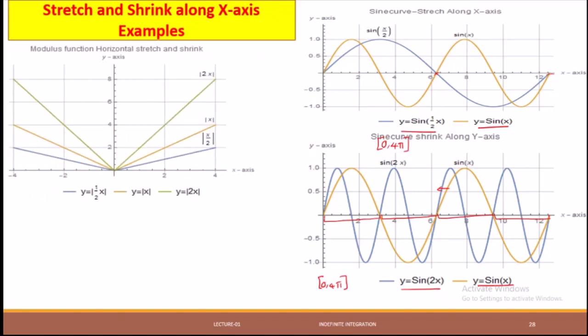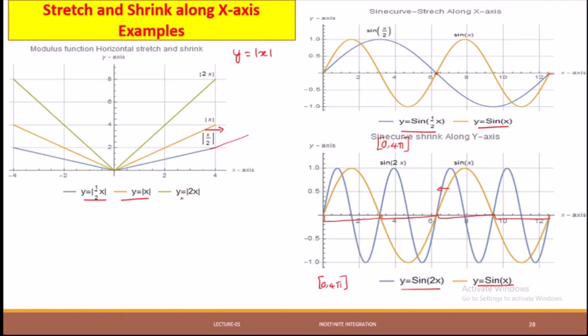Here I am considering the y is equal to mod x graph. It is represented by the orange color curve. Now if you look at the graph of y is equal to mod x by 2, as per the statement, the graph y is equal to mod x has to stretch horizontally. If you stretch this graph horizontally, then you will get this kind of graph. So y is equal to modulus of half x is represented by the blue colored curve.